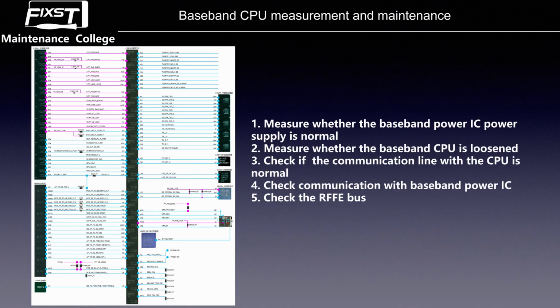Okay, now we're talking about the baseband CPU, how to test and repair. First, we need to test whether the baseband power IC power supply is normal. And the second, we need to test whether the baseband CPU is loose or locked. And number 3, we need to check if the communication line with the CPU is normal or not. And number 4 is we need to check the communication with the baseband power IC, to check whether those communication lines are okay or not. And the end is to check the RFFE bus.